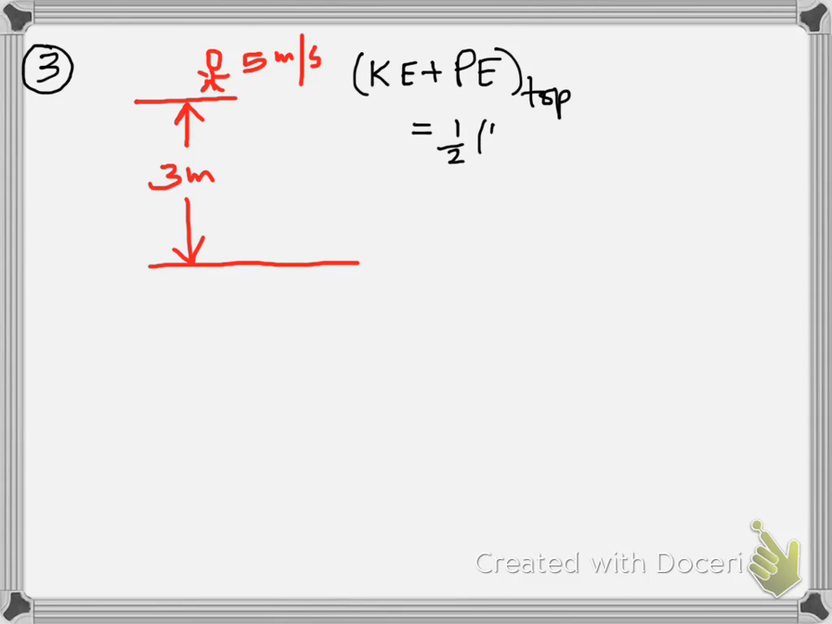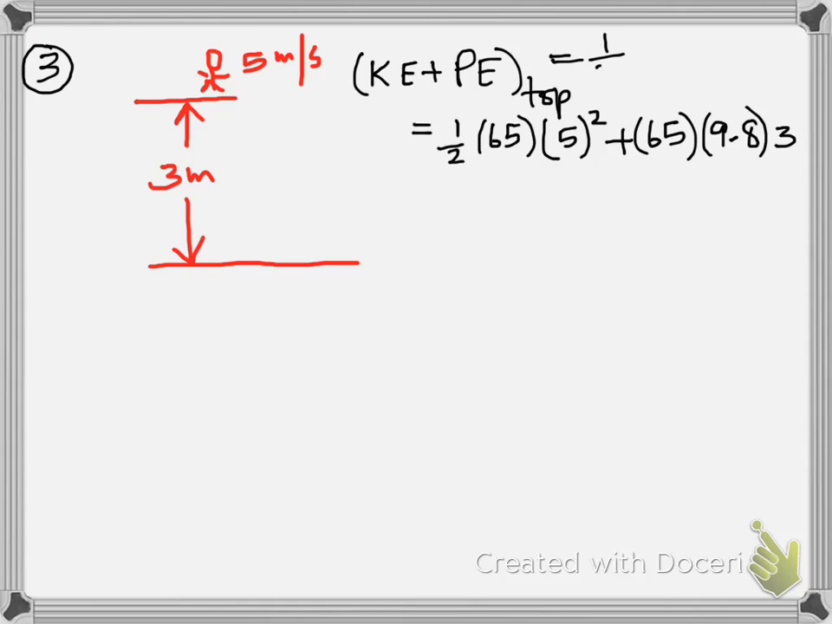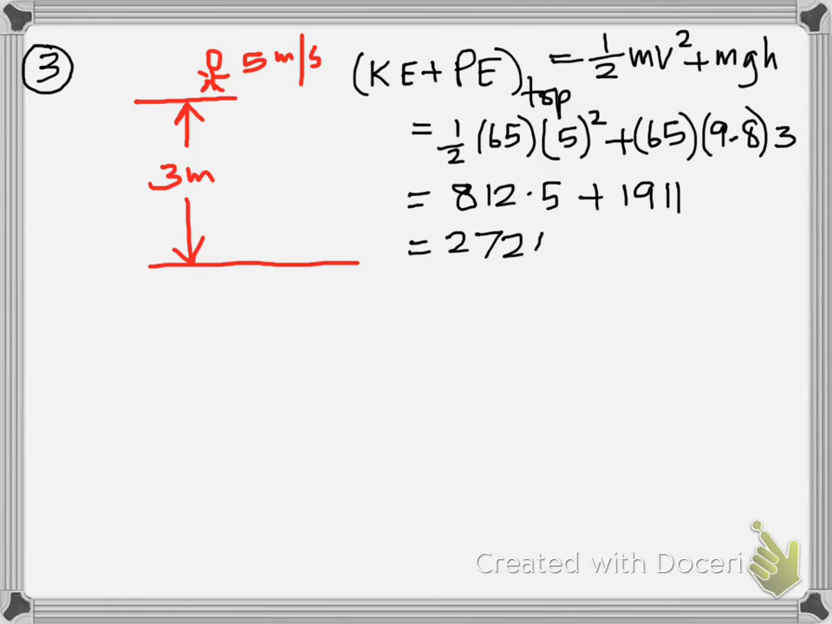What's the formula for kinetic energy? 1/2 times mass times velocity squared. Isn't that what I put? 1/2 times 65 times 5 squared plus, what's the formula for potential energy? mgh, 65 times 9.8 times 3. Okay? So I got the total energy at the top, which is 812.5 plus 1,911. Add them up, I got the total energy as 2724. Did that make sense?